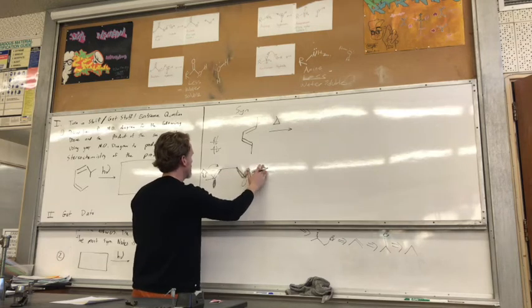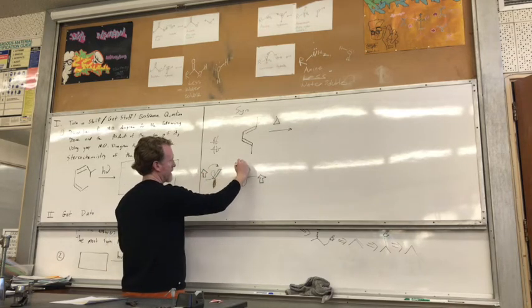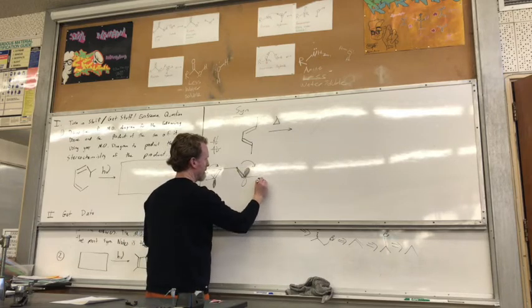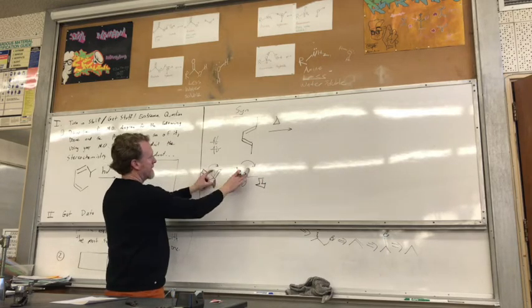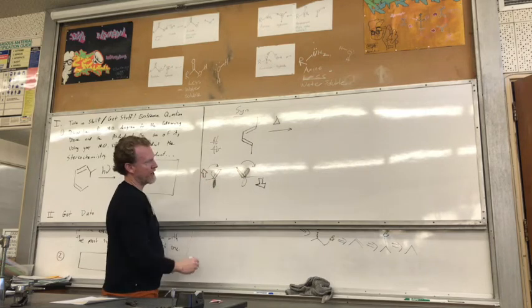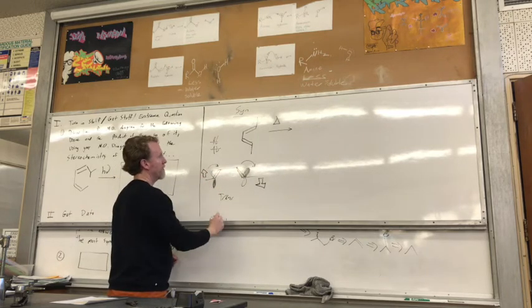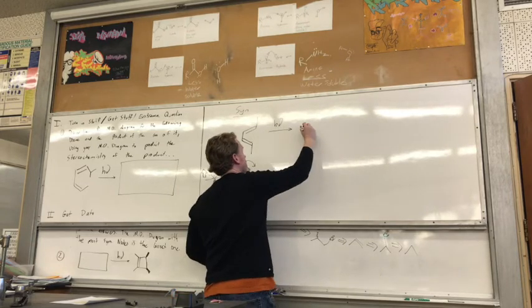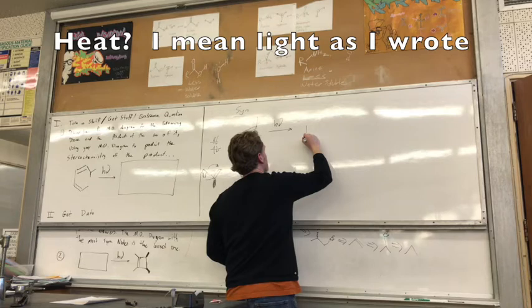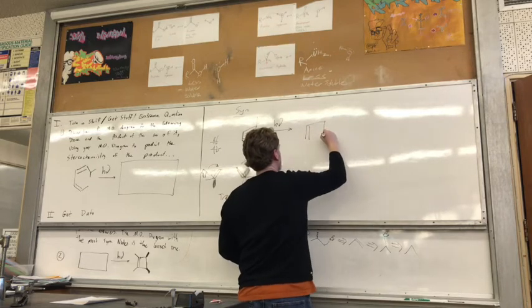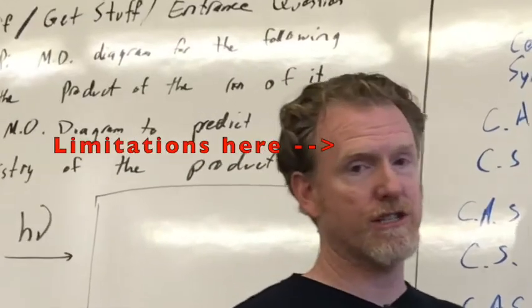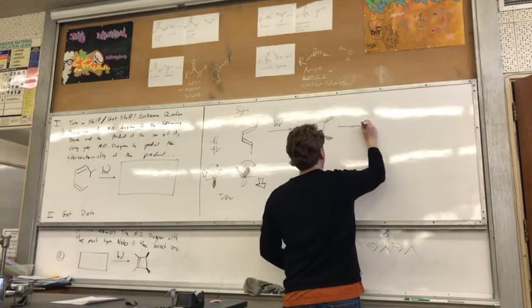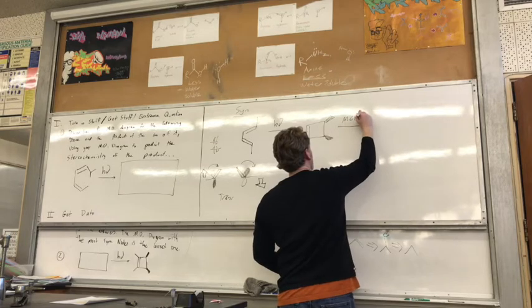Wait a minute. I'm going to go light. I've got to go this way. That's right. It does go down. There we go. So light will make trans, huh? But I want cis, so it's going to be heat. Then I'll add my mCPBA.